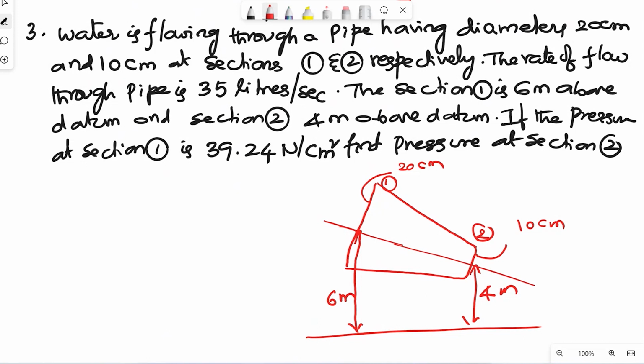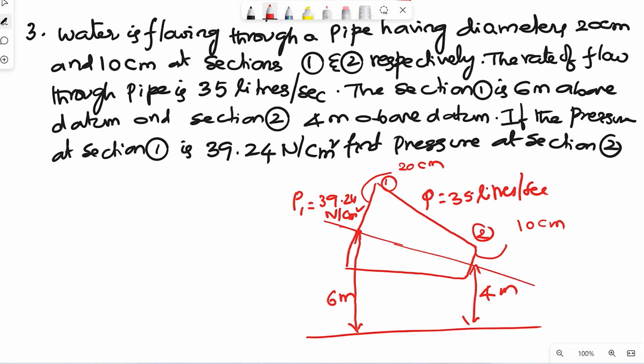Right now, I don't know whether the direction of flow is from 1 to 2 or 2 to 1, but the only thing I can write is the pressure at section 1, which he has given as 39.24 Newton per centimeter square. So these are all the things that he has given. Q also he has given. Q is equal to 35 liters per second. So now the data has come into the picture.